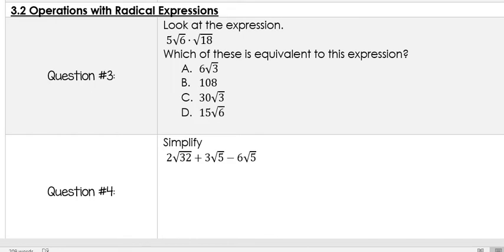All right, question number 3. Look at the expression 5 square root of 6 times the square root of 18. And we want to know which of these is equivalent to the expressions that we have as choices.